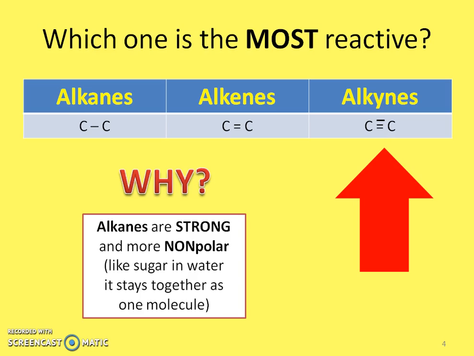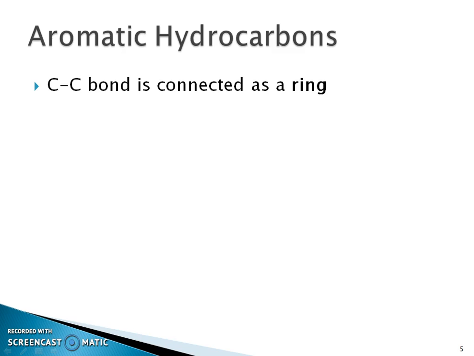Versus if you think about salt, salt also dissolves in water, but it's going to break apart into ions. Those bonds between the Na and the Cl are going to break apart and form Na+ ions and Cl- ions, whereas your nonpolar molecules, like sugar again, are not going to break apart. They're going to stay together, so they're going to be relatively strong. If you have strong bonds, that means you're not going to be very reactive. So your alkynes are the most unsaturated. We can add a lot of hydrogens there. It's going to be most reactive.